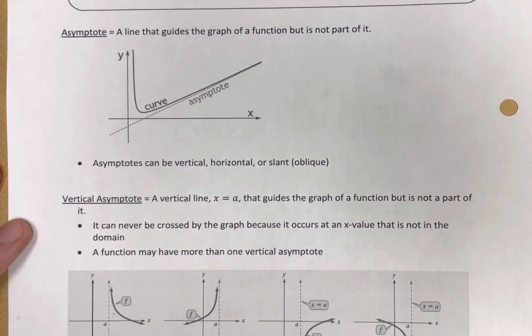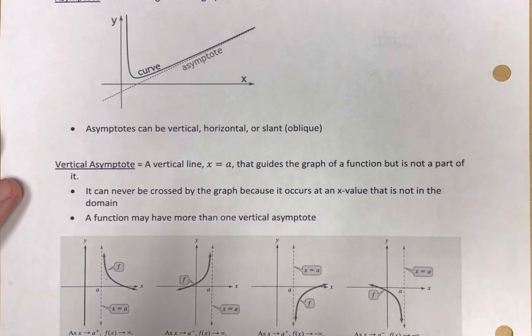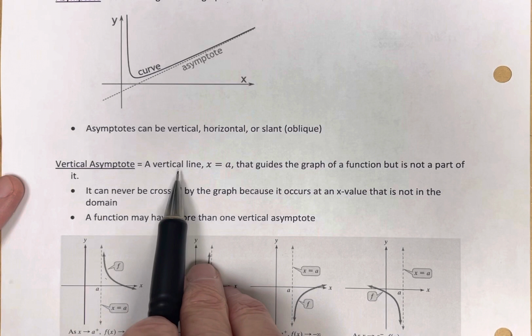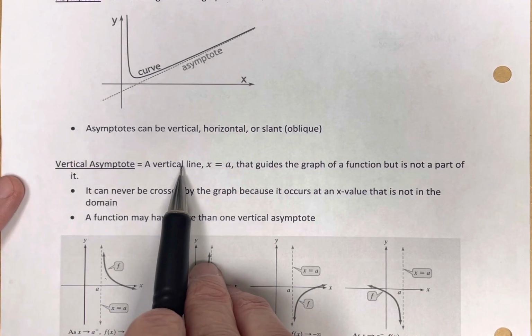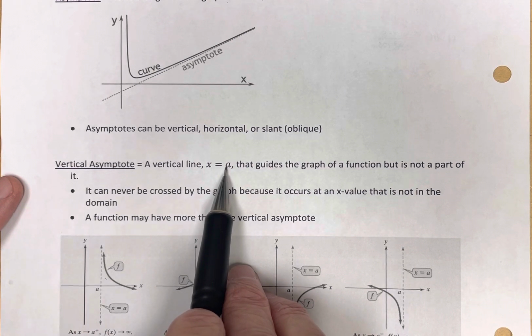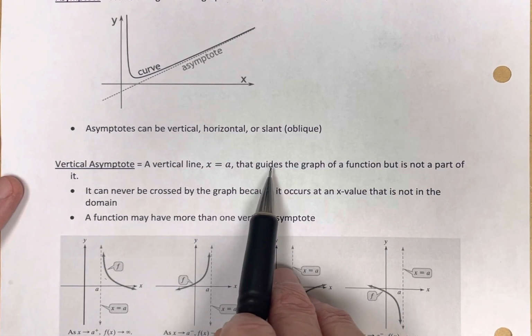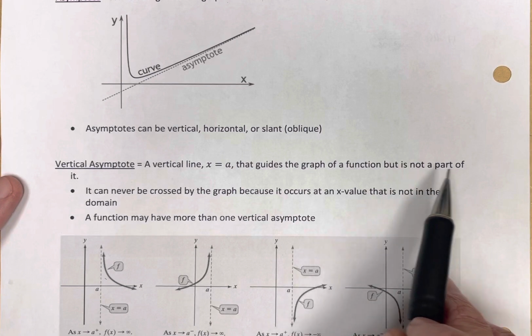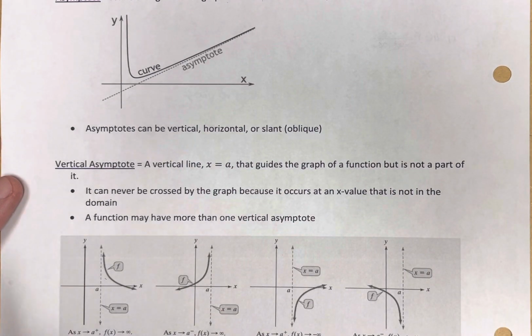Well, we're going to focus on vertical asymptotes. So what does that mean? A vertical asymptote is a vertical line. And the equation of a vertical line is x equals a number. So it's a vertical line that guides the graph of a function, but is not a part of it.